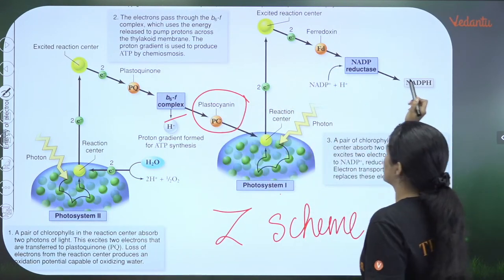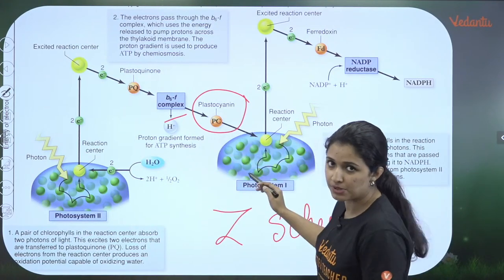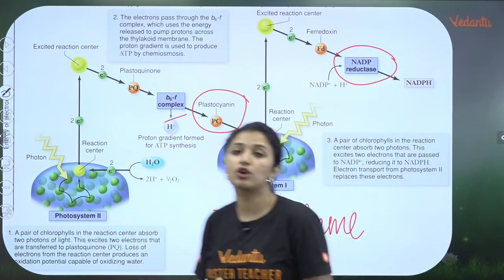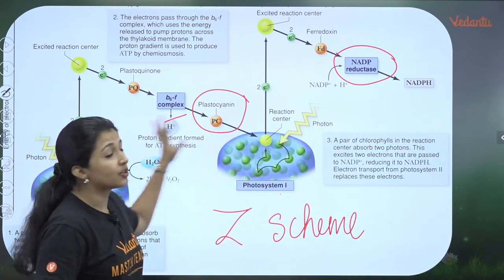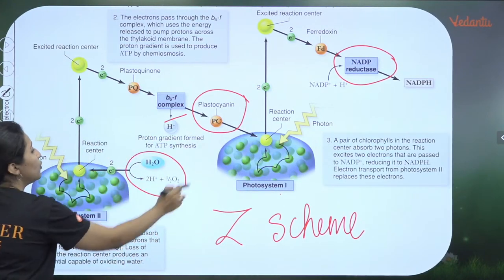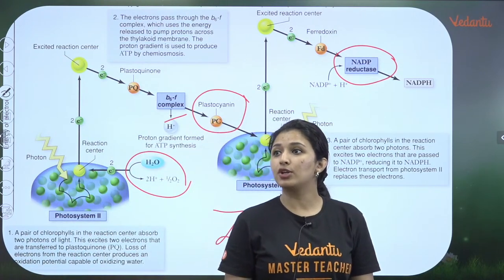Okay? But yes, so there's a lot of requirements here. They require two photosystems here. They require this reductase enzyme, ferredoxin NADP reductase enzyme. There's a lot of requirements. They require water also. Okay, here there's splitting of water, a photolysis of water. Right? Anything should move from higher to lower concentration.